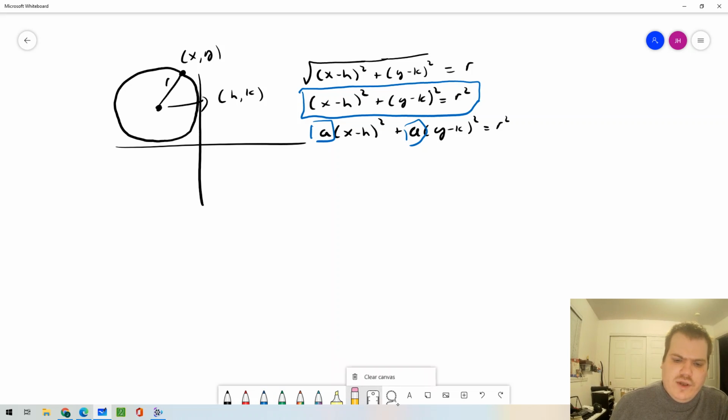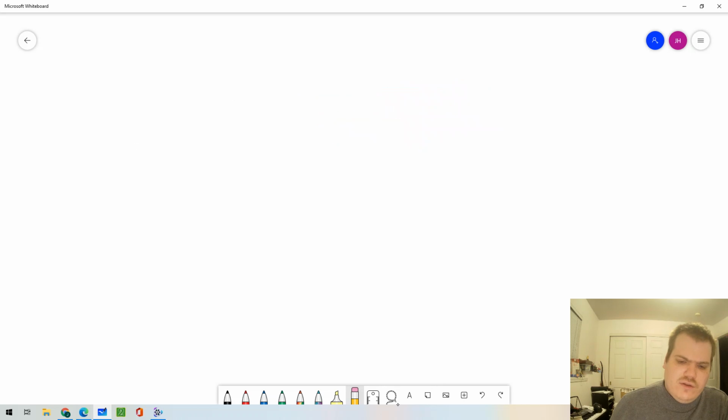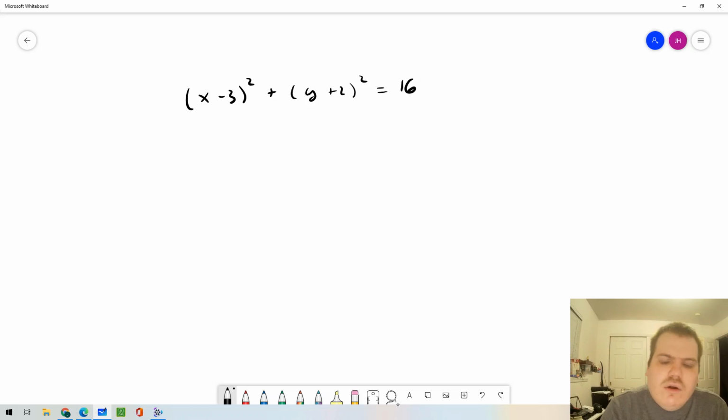So if I were to ask you to graph the equation x minus 3 squared plus y plus 2 squared is equal to 16. Well, I would look here and say, well, what's my center? Now, my h there is going to be 3, because this is x minus 3 squared. So h is equal to 3.